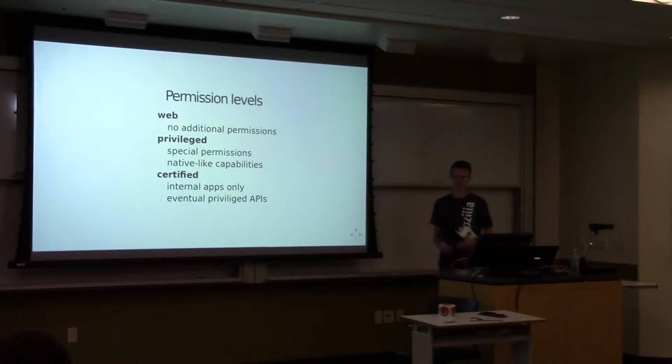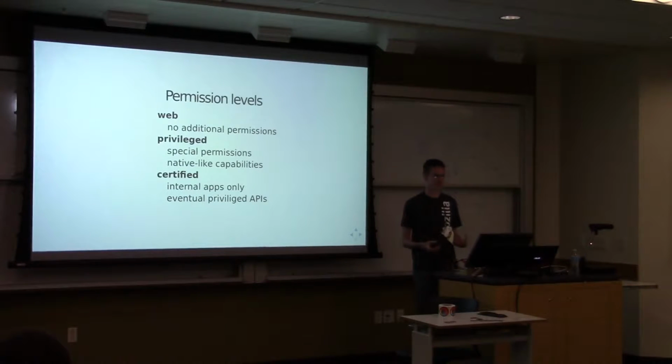The way it works is usually they have a new API, it's only available to certified apps for a while, and then they work on it, they sort of harden it, they make sure it's secure, and then they open it up to lower level permissions. And ideally it becomes a web standard, and then it's just available to everyone.